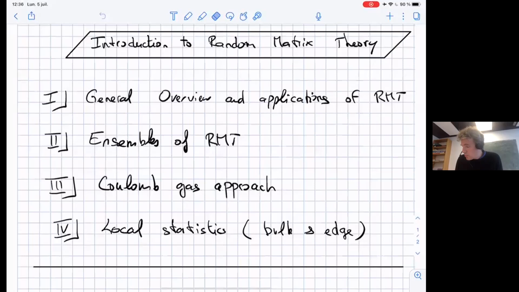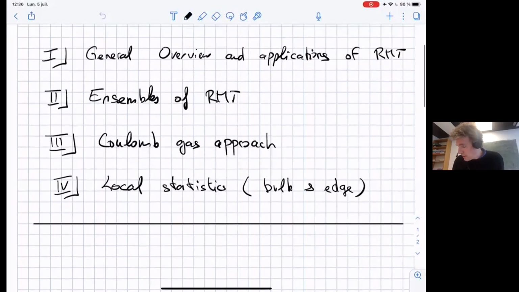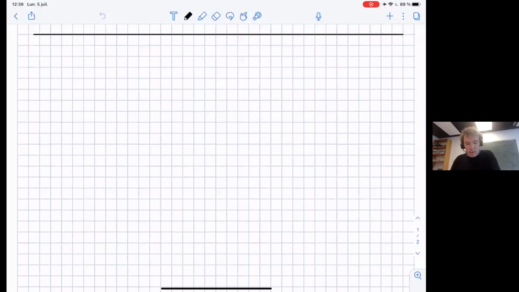Then I will spend quite some time on what I call local statistics, where I will discuss two very important notions, the bulk and the edge. In particular, looking at the edge means looking at what happens at the border of the support of the density of the eigenvalues. That means if you look at the largest eigenvalues, I would like to discuss the Tracy-Widom fluctuations and its various applications, which became very popular during the last 15 to 20 years. So that's the program, and let's start with a brief introduction.